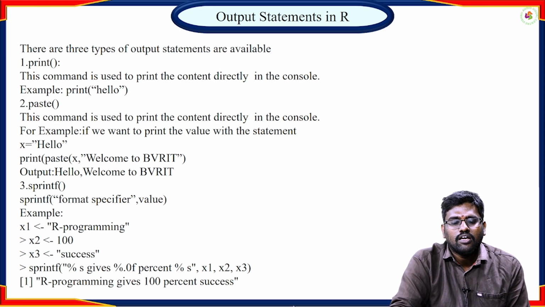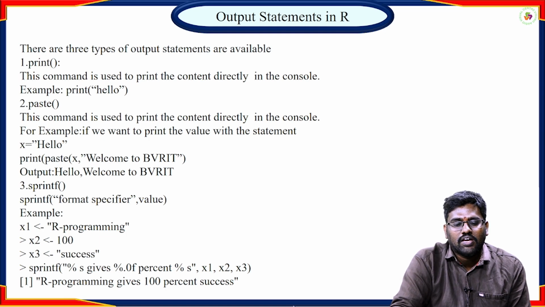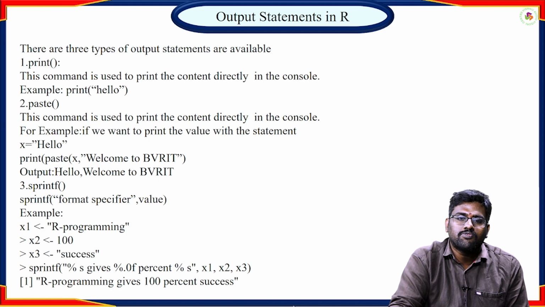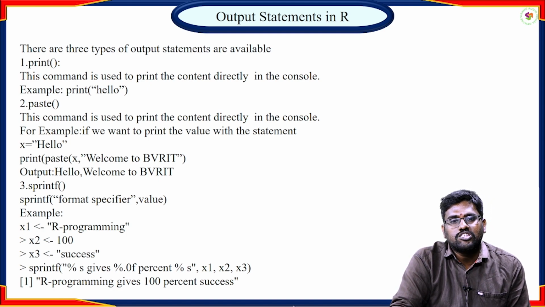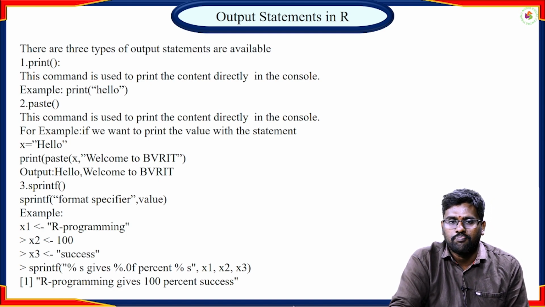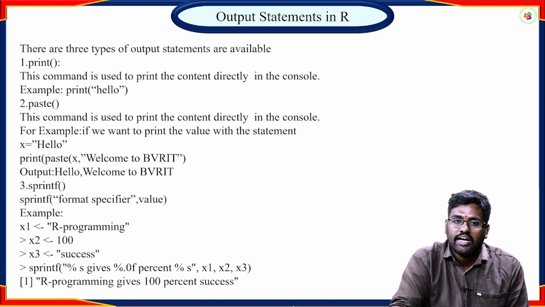First one is print. Print is used to print the contents in the output console directly. For example, if I give print of hello, when you click enter, it displays hello in the output console itself. And the second one, paste. Paste is also used to print the content directly in your console. Paste of hello is also printed as the hello statement.